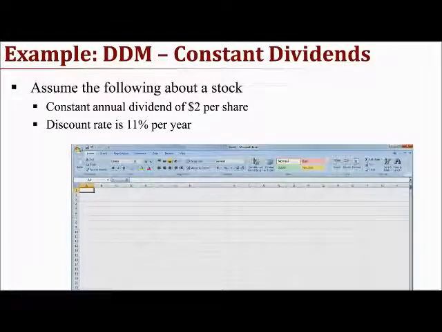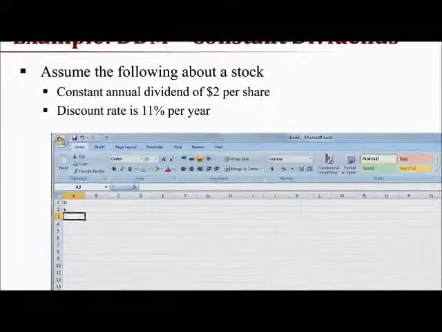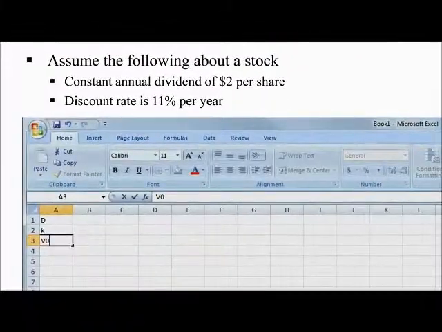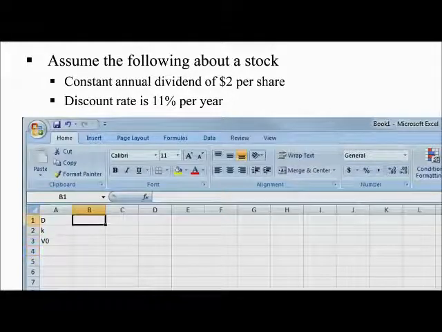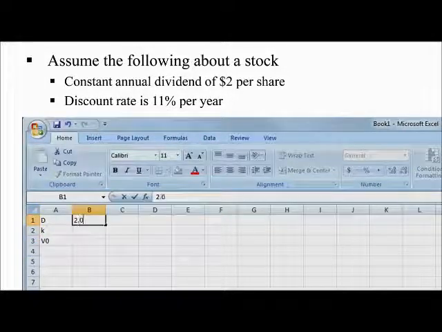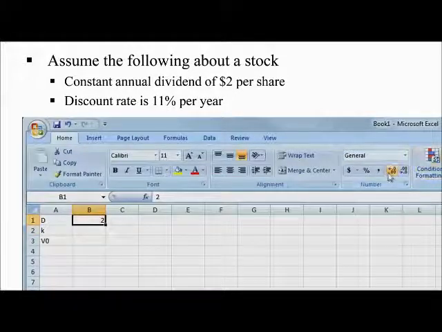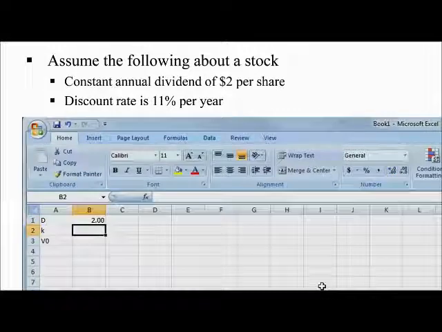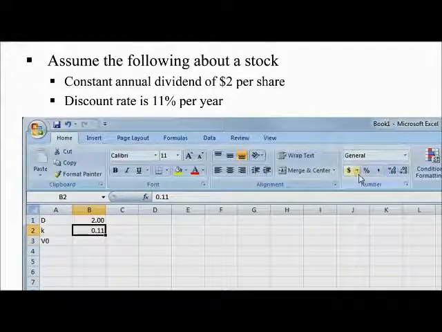Let's implement the dividend discount model in an Excel spreadsheet. We'll start by labeling the cells. D, K, the discount rate, and V0, the intrinsic value that we're solving for. In this example, we use $2 per share for the dividend. I'm going to just show both decimal places there. We used 11% as the discount rate. I'm going to express this as a percentage.